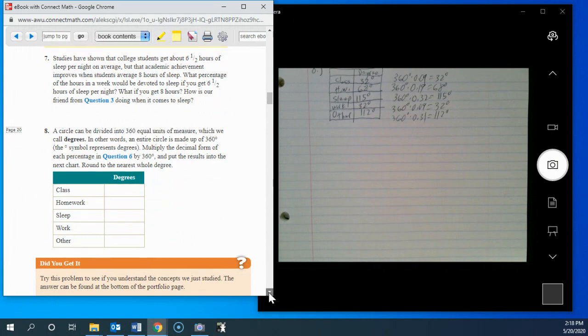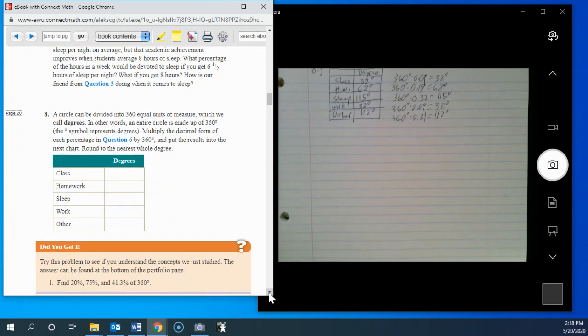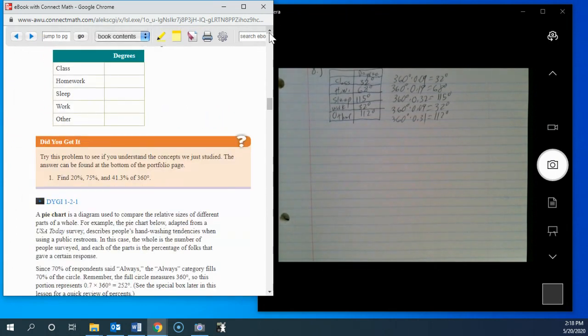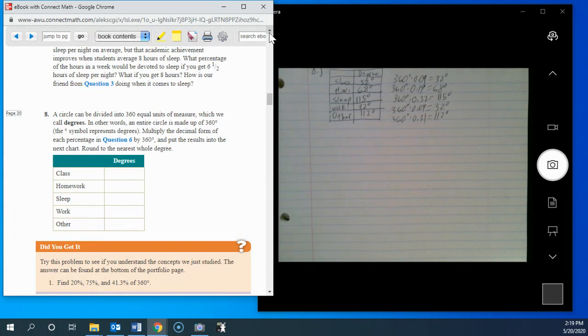Okay. So I do have a question. Yes. So you would use that method, the 360 degrees, to find for any number? For any degree, yeah. If they ask you for degrees, they're talking about, for this course, a circle, which is 360 degrees. So it's always 360 times whatever percent that you have. Okay. All right.